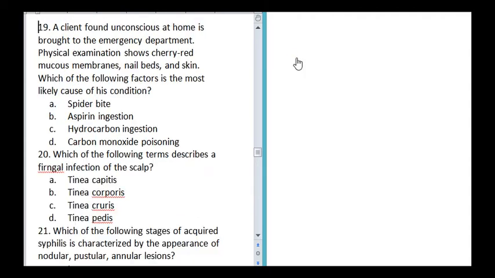Next, number 19. A client found unconscious at home is brought to the emergency department. Physical examination shows cherry red mucous membrane, nail beds, and skin. Which of the following factors is the most likely cause of this condition? Is it A. Spider bite, B. Aspirin ingestion, C. Hydrocarbon ingestion, or D. Carbon monoxide poisoning?